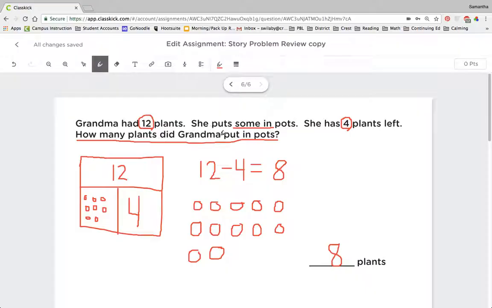I know that she put some in pots. I'm going to color in the 4 that she had left right here after she put them in pots. So these are the ones that haven't been put in pots. So I can color those ones in darker to make them stand out from the other ones. 1, 2, 3, 4. When I color the 4 that are not planted, I can see that I have 8 left.